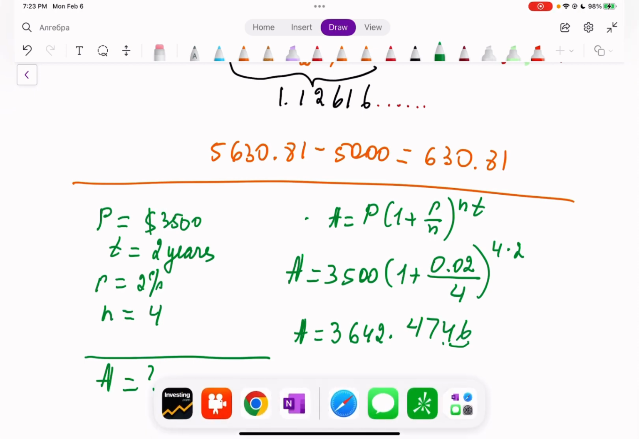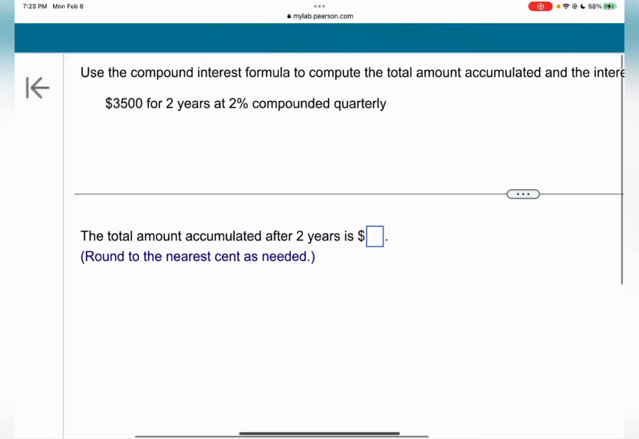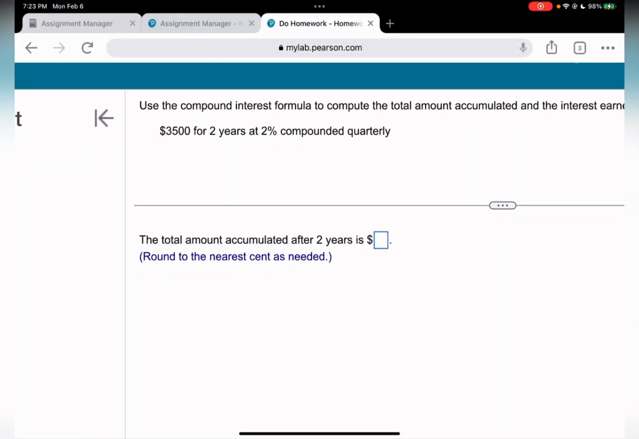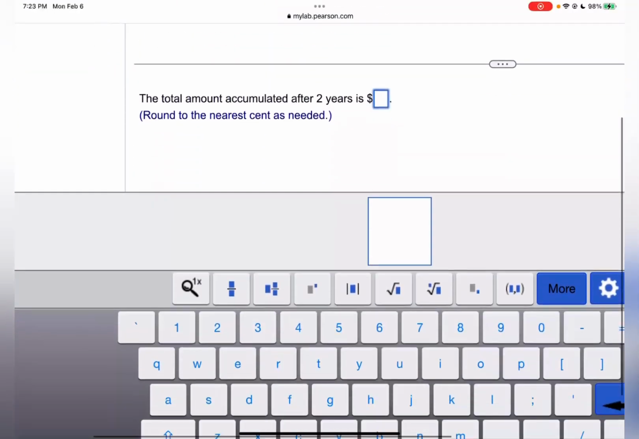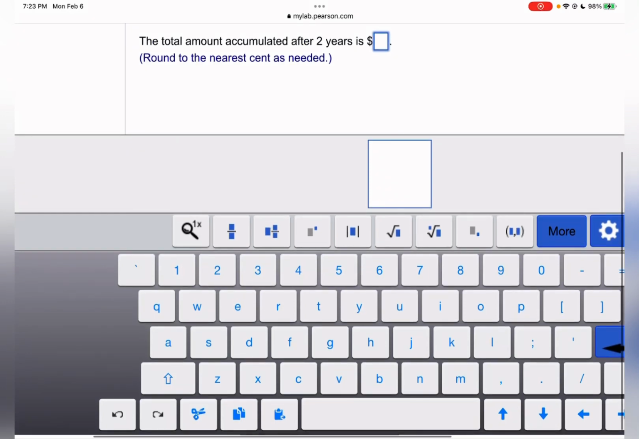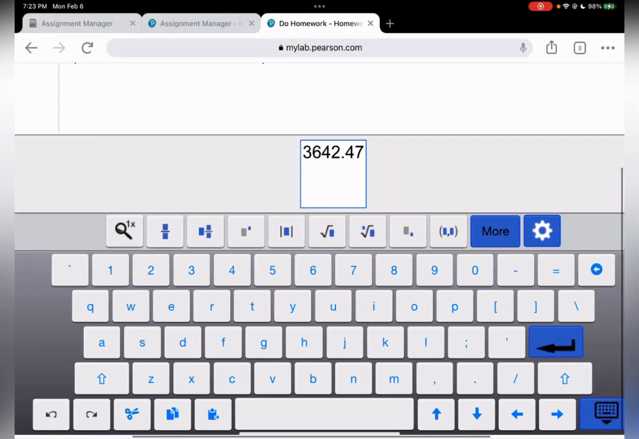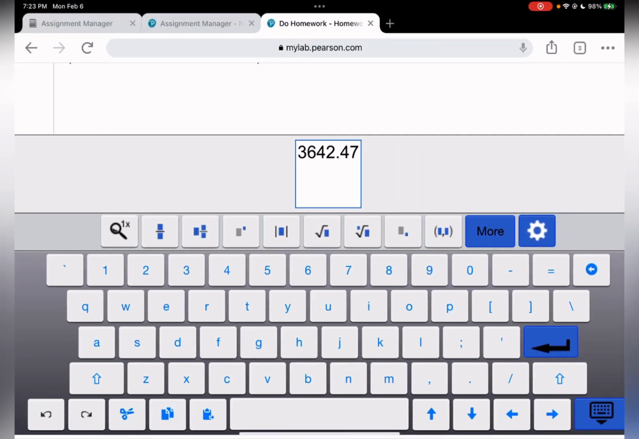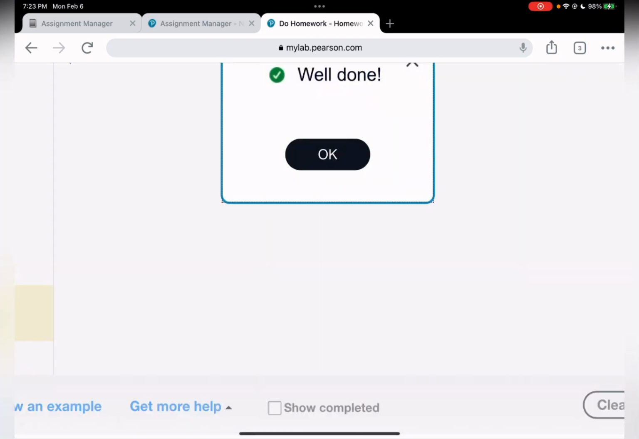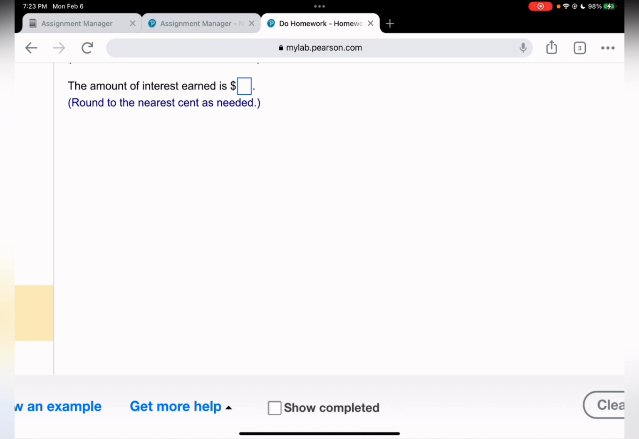So the answer is going to be here. 3,642.47. I won't be surprised if they want it rounded. Okay. Wow. I would round it definitely.